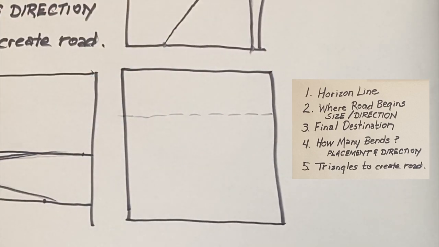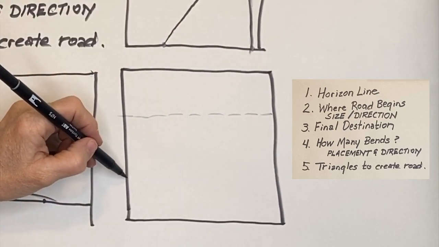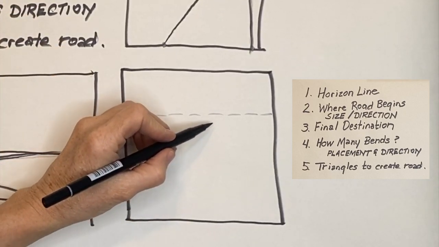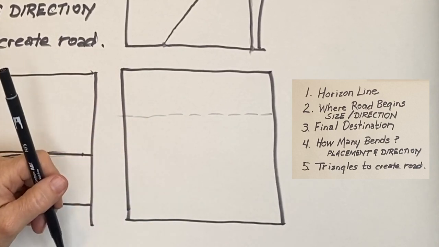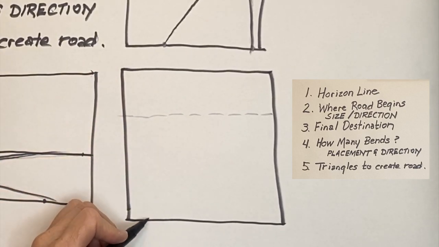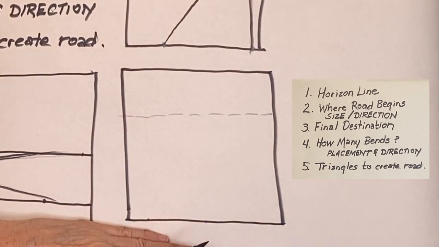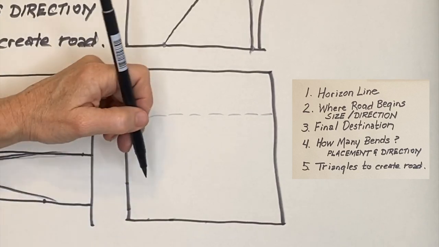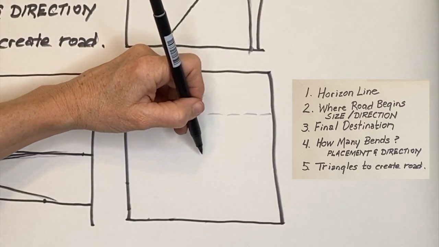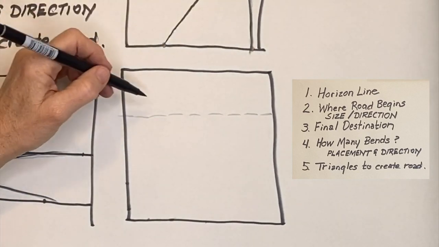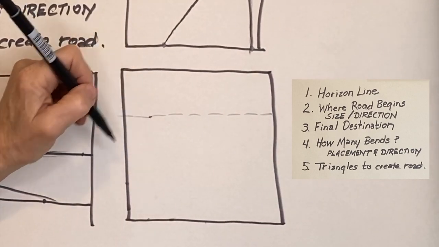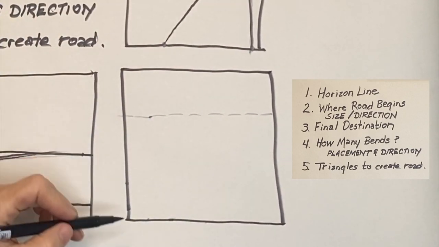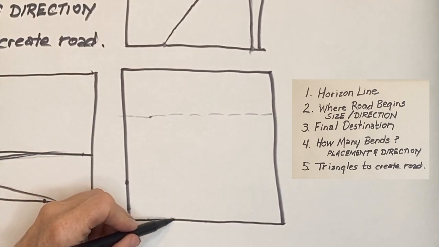All right, now with this one, I want to start the road. Now I've got my horizon line. Where do I want it to begin? I'm going to make this like a road that's going around a mountain. I want to start it not at the bottom of the composition here. I want to start it kind of coming in from the side, okay? So we've got a road that's going to kind of come in this way. So my final destination, I want back here, okay? So I've got my horizon line here, where the road begins, here and here, okay?